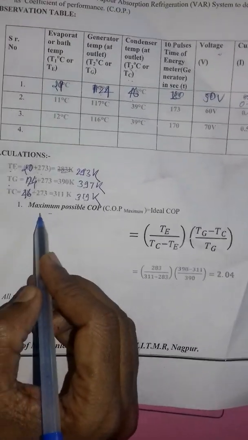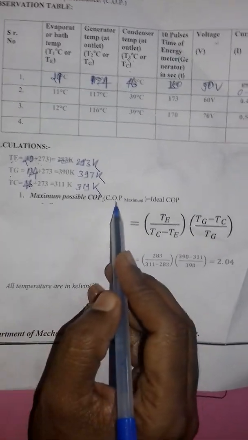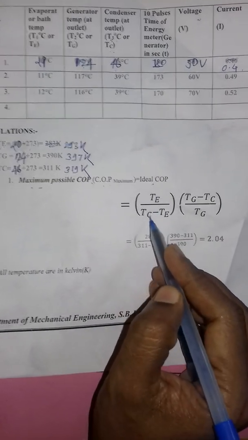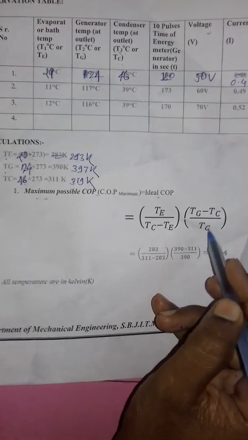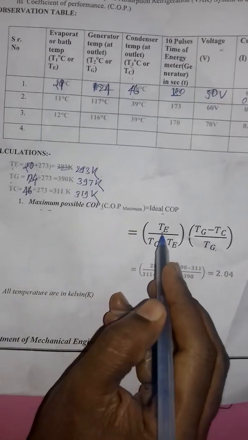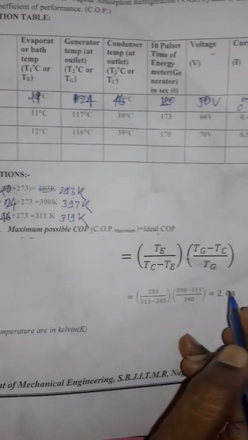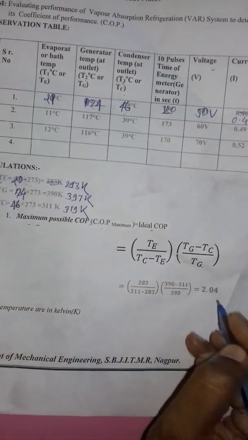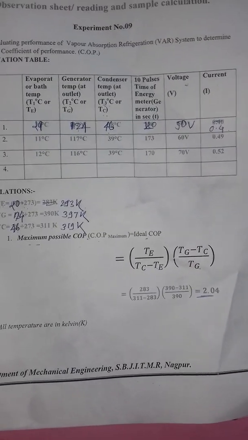Now the formula for the maximum possible COP, also called the Carnot COP or ideal COP, is given by the expression TE upon TC minus TE, in brackets, into TG minus TC upon TG. Now we put these values here, and after putting the values we will get an answer of near about 2. These values are different, but if you put these values you will get the maximum possible COP, called the ideal COP. It will be near about 2 to 2.5.